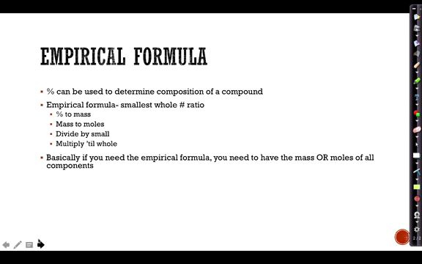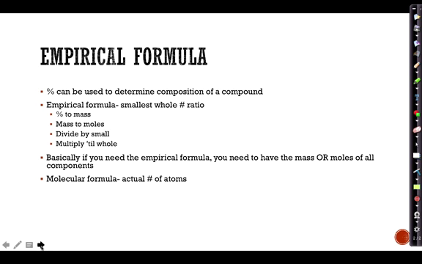So basically, if they want you to calculate the empirical formula, you need to have the mass or the number of moles of all your components. Normally they will give you lab data and you will need to figure out the mass or the number of moles of each of the components to get your empirical formula.